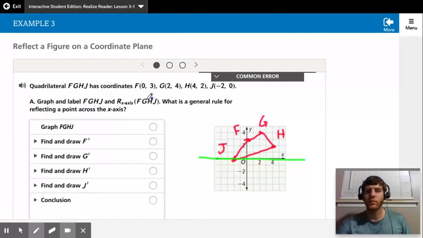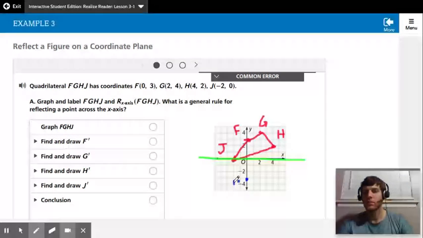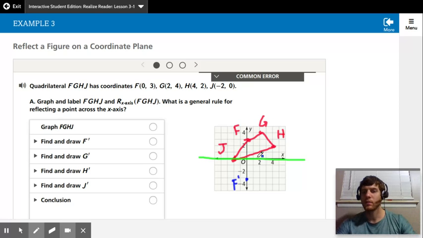So if we start with F, our first one, F is at 0, 3. Okay, so it's 3 units above our line of reflection. So if we fold this down like a piece of paper, it's going to end up 3 units below. Right, F was 3 units above, so F prime is going to be 3 units below. Okay, G is 4 units above the line of reflection. So again, imagine folding it down. If it's 4 units above and you fold it down, it's going to end up 4 units below. So there's G prime. Okay, H is 2 units above the line of reflection. So if we fold it down, it's going to end up being 2 units below the line of reflection.